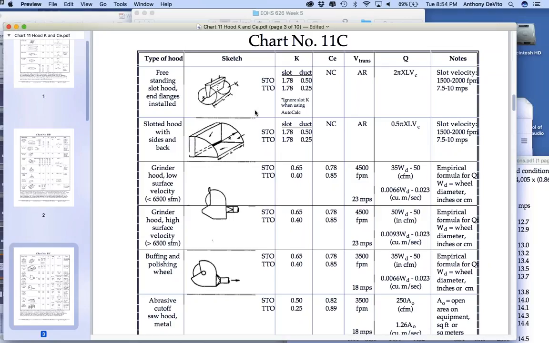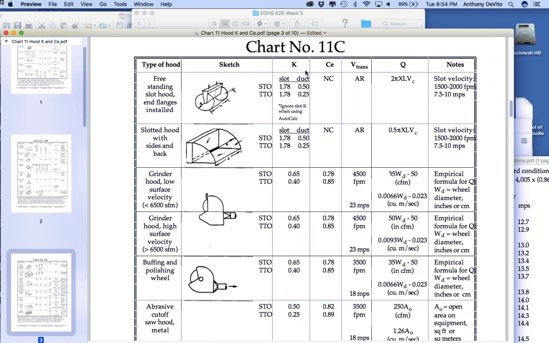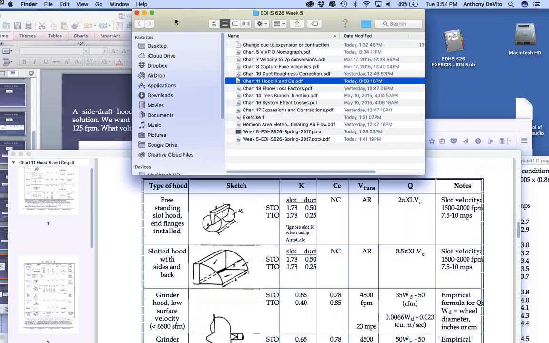Let's assume that it's a tapered duct, okay. In fact, in this case, it really doesn't make much difference. The K factor for this is 1.78. But wait a second, it's more complicated than that, isn't it?